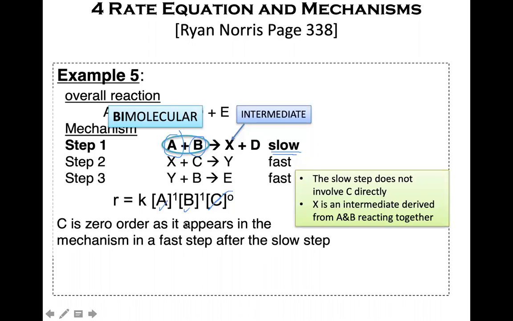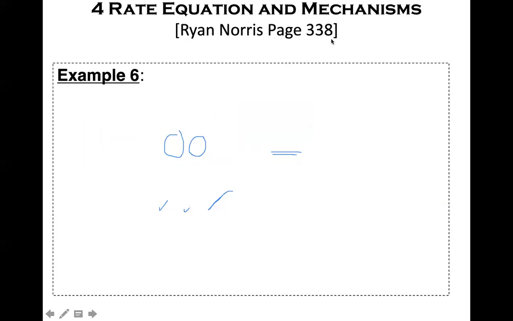And this mechanism is called bimolecular because in the slow rate determining step, there are 2 species reacting with each other. So this is a bimolecular mechanism. Okay, is that clear? Yes. Okay, moving on with the next example.